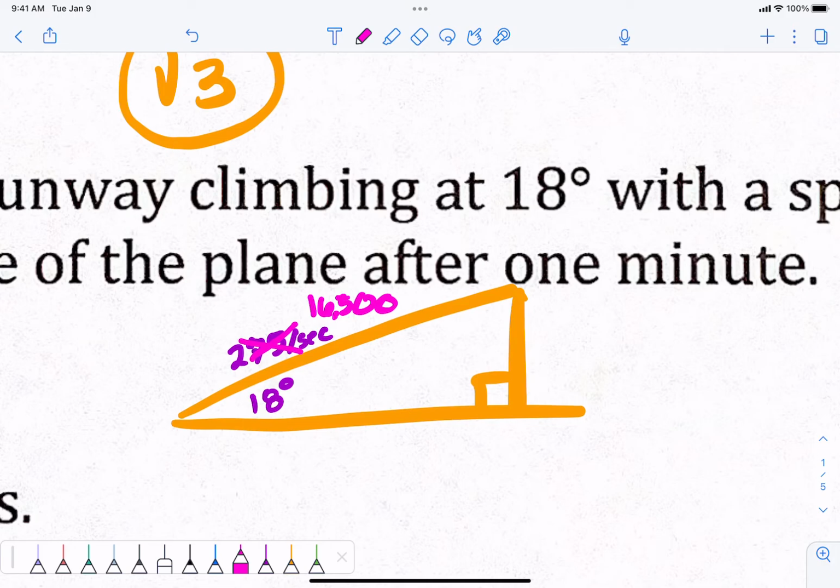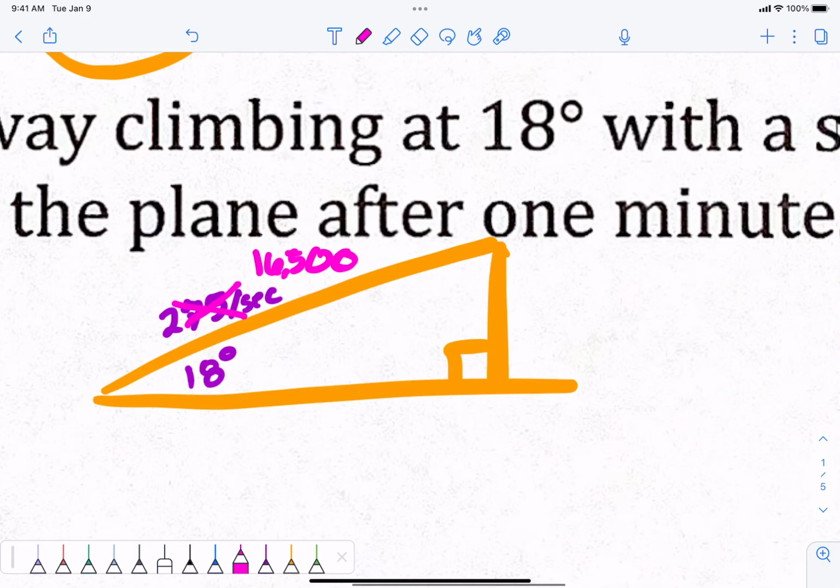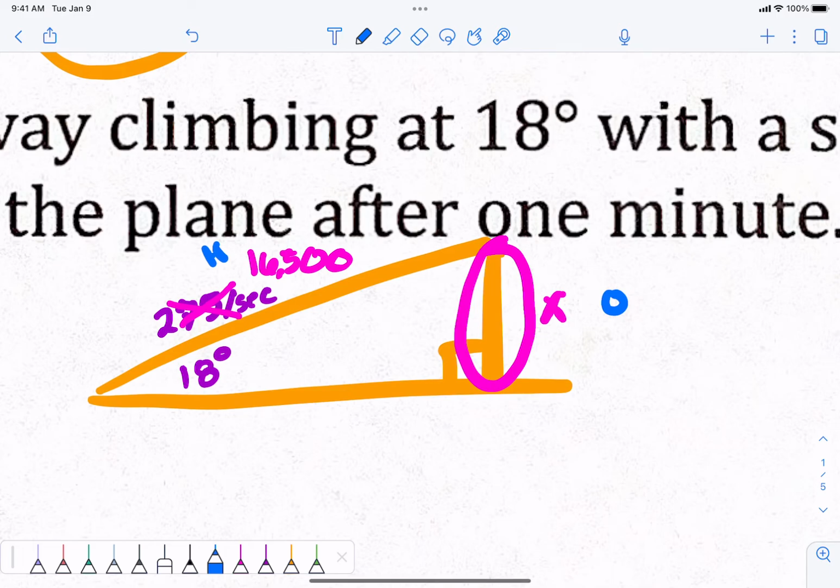Okay, they want to know what the altitude is. What's the altitude? The up and down, from the plane down, right here. So let's call that X. This is right triangle trig. We can use SOHCAHTOA, right? We have our angle, and we have which two sides? Opposite and hypotenuse. So we're going to use sine.